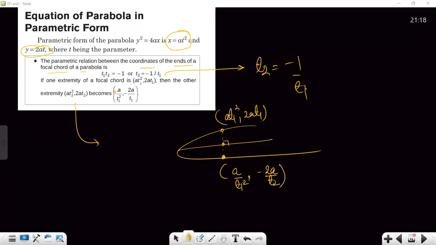Yes, sir. X is equals to at square and y is equals to 2at.